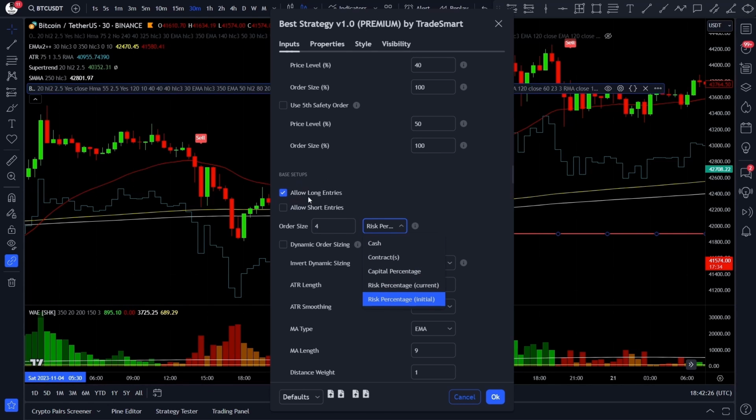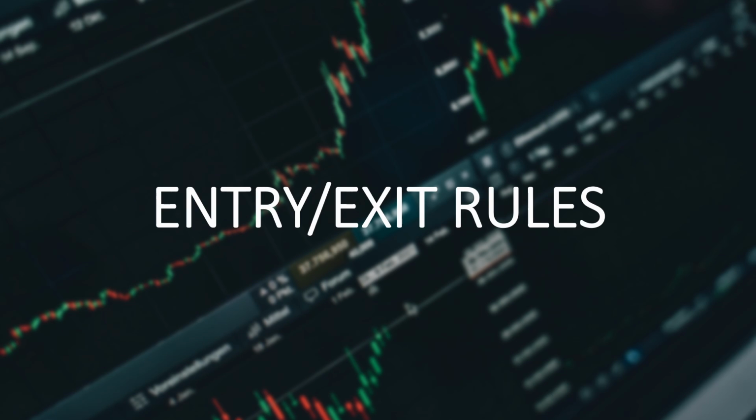Also, you can notice that I am only allowing long entries for this strategy. For now, don't worry about this script, you don't need this for this strategy, it's just a tool for me to visualize, backtest and optimize strategies.